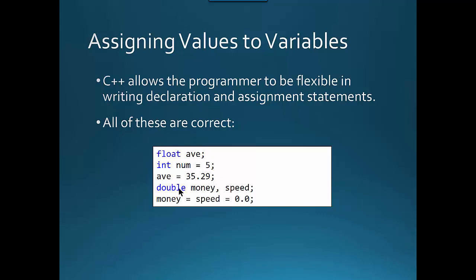Another thing you can do is you can declare multiple variables all on one line using one type keyword, as long as all of those variables are going to be of that type. So here we declared money and speed, and both of them are doubles.